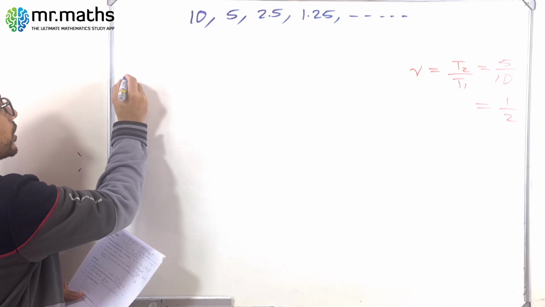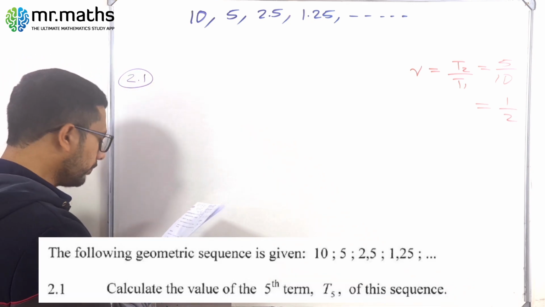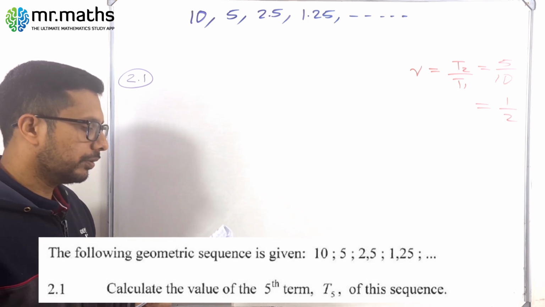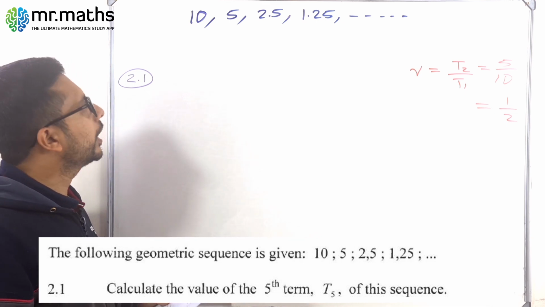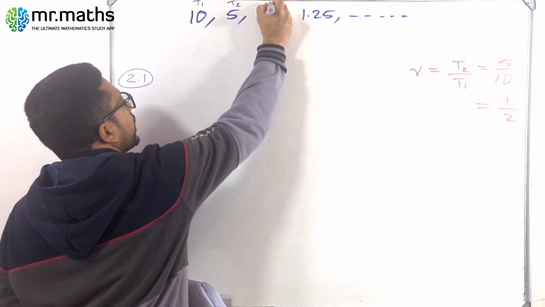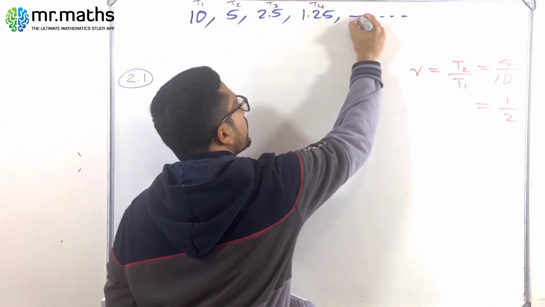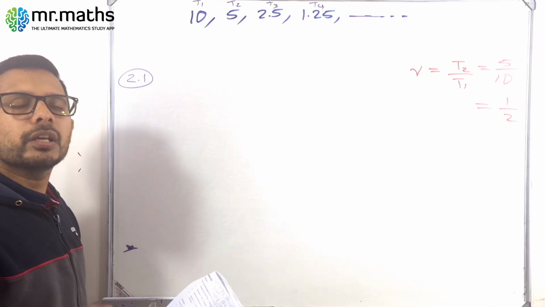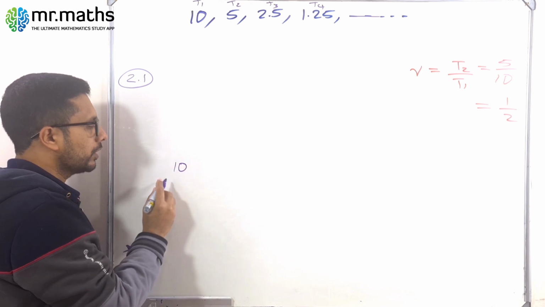Now look at the first question. 2.1. What is that question? Calculate the value of the fifth term, T5 of this sequence. You have to find the value of the fifth term. So here you can see this is the first term, second term, third term, then this one is the fourth term, and you have to find the next term, that means the fifth term. So how can you find? In a geometric sequence, how can you find the next term? For example, here first term is 10.